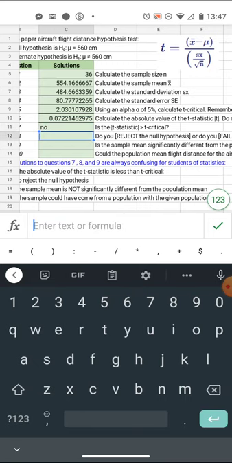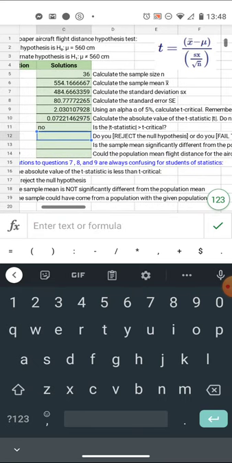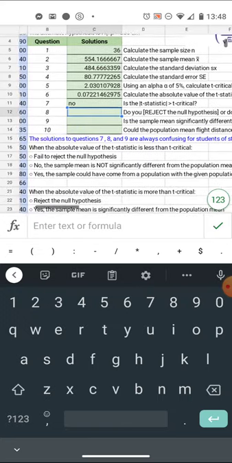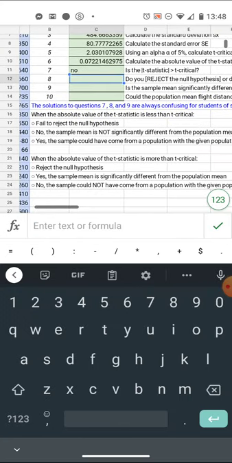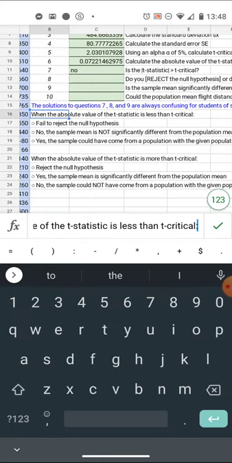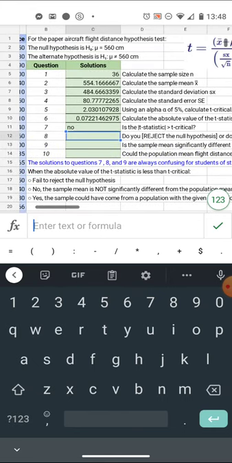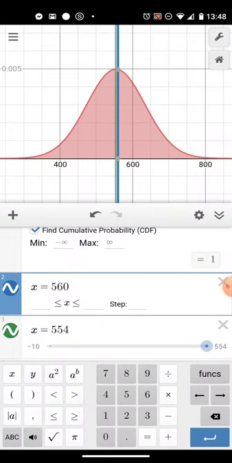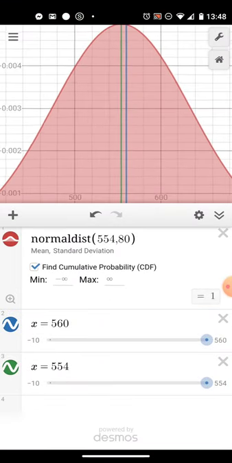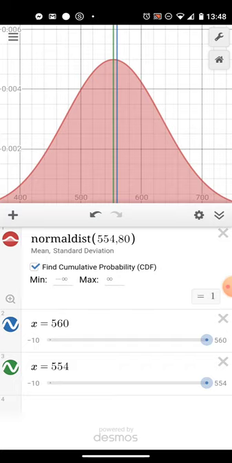Do you reject the null hypothesis or fail to reject? Well, in this case, and when you get confused, come down here. The absolute value is less than. We fail to reject. We don't have a difference here. There's no difference between those two.